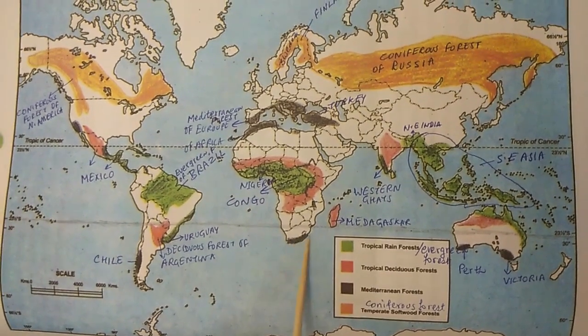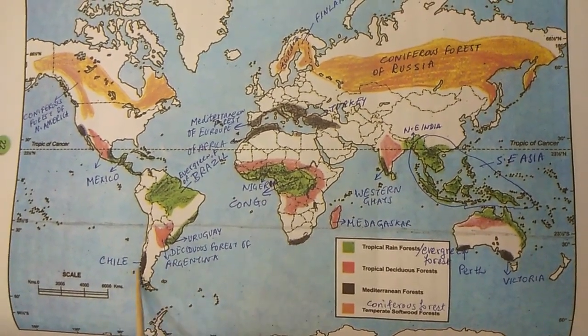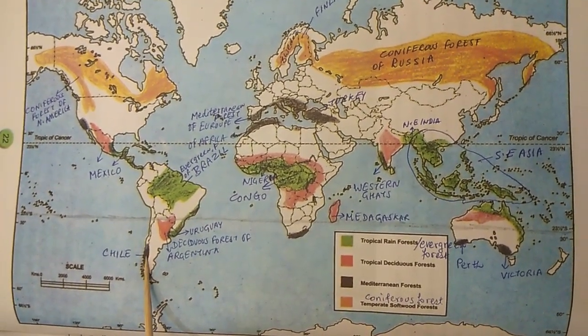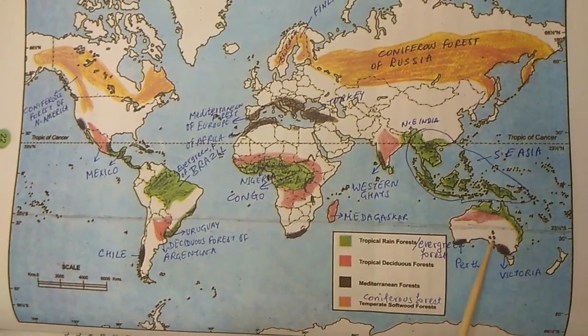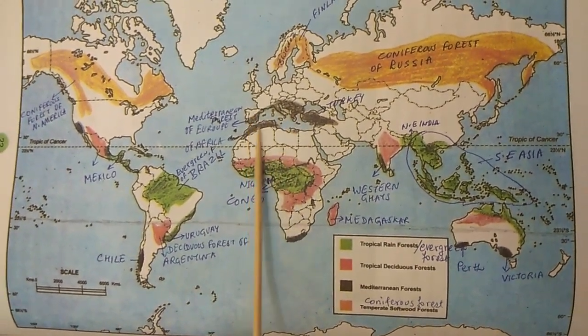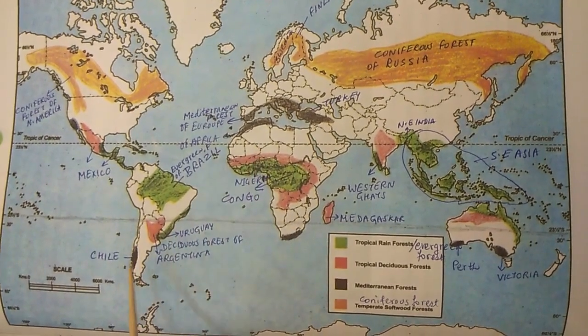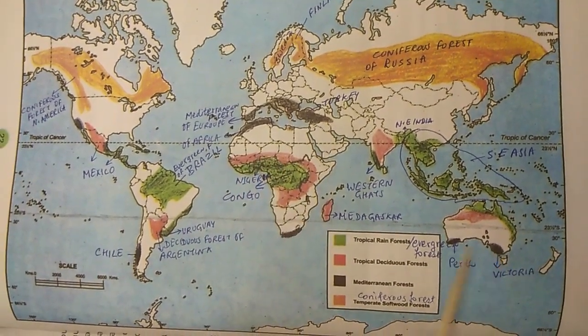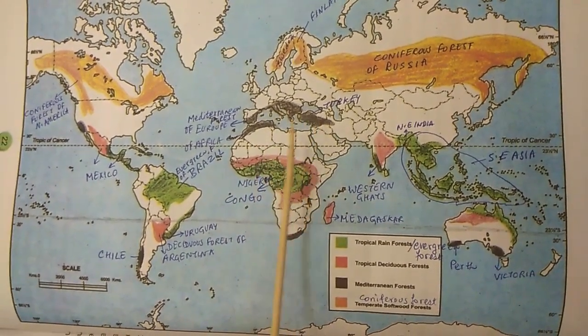Here also we find it in South Africa, we also find it in Chile, in South America, and these are some of the areas which are important to be marked as Mediterranean forests. So, these forests I will deal with you in a separate way.